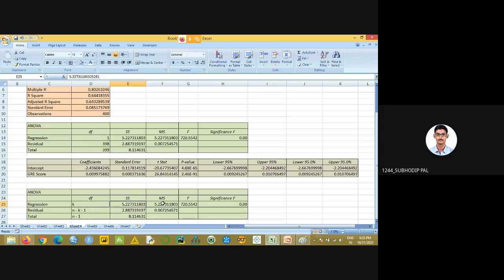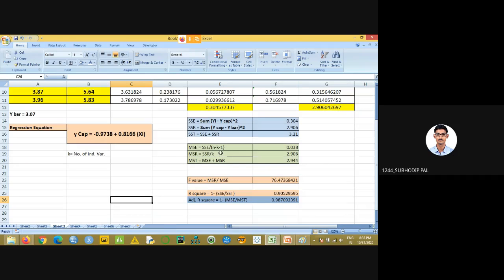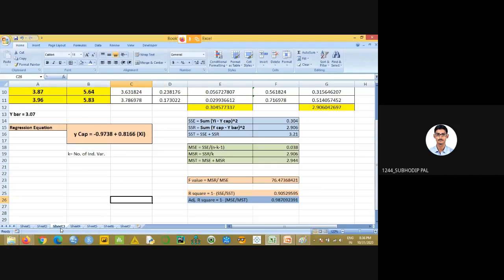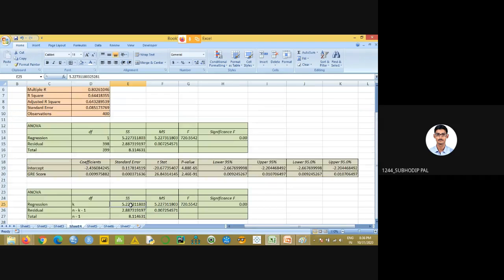How do we calculate MS? K means the number of independent variables, and N means the total number of sample observations. So this is actually N. Here, this is another example I have taken. So here the observation was 400. So this is SSR. This is SSE. This is SST.